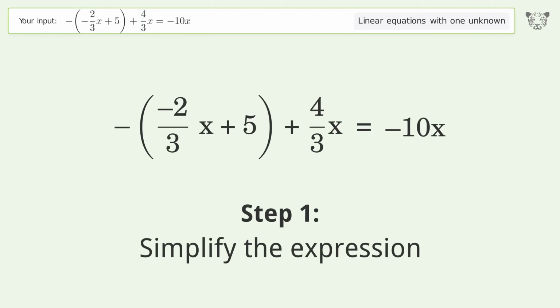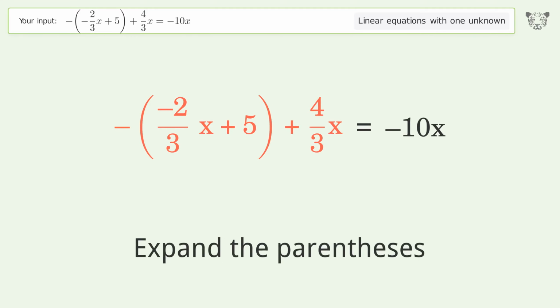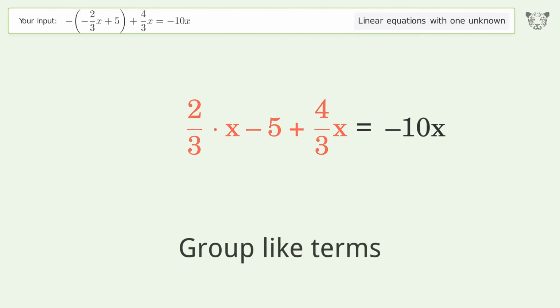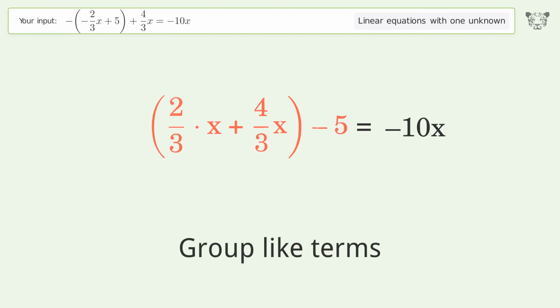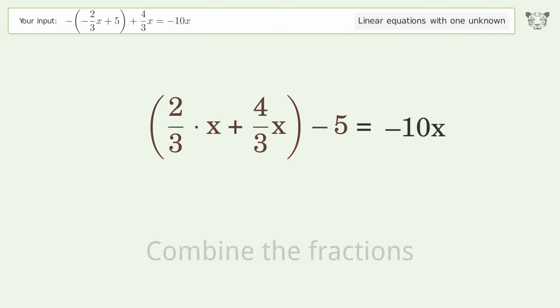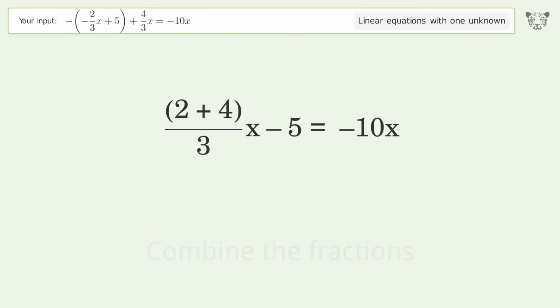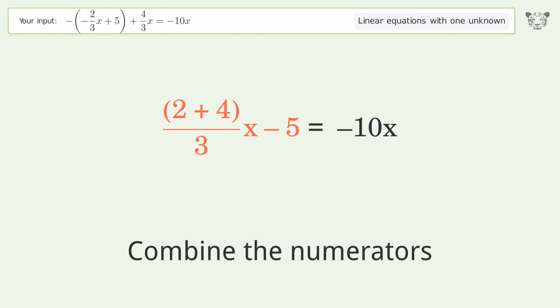Simplify the expression. Expand the parentheses. Group like terms. Combine the fractions. Combine the numerators.